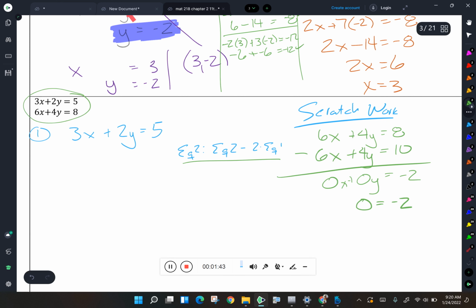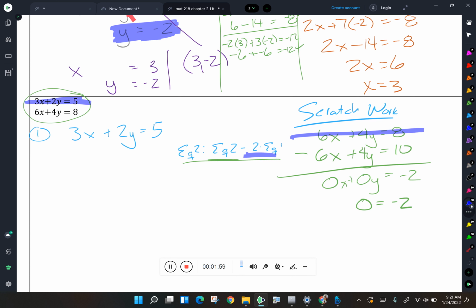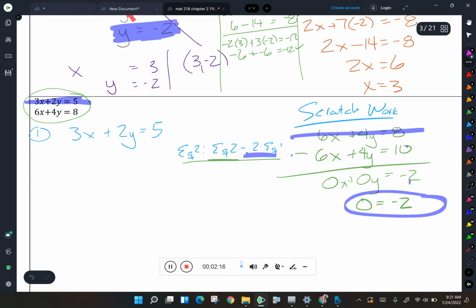Let's see, here's my system. I'm taking equation number 2, 6x plus 4y. So this looks good to here. That's equation number 2. I'm subtracting off 2 times the first equation. So taking this first equation and multiplying it by 2: 3x, 6x, 2y, 4y, 5, 10. I'm subtracting. 6 minus 6 is 0, 4 minus 4 is 0, 8 minus 10 is negative 2. So that's correct mathematically. So that means that something's wrong with my system.